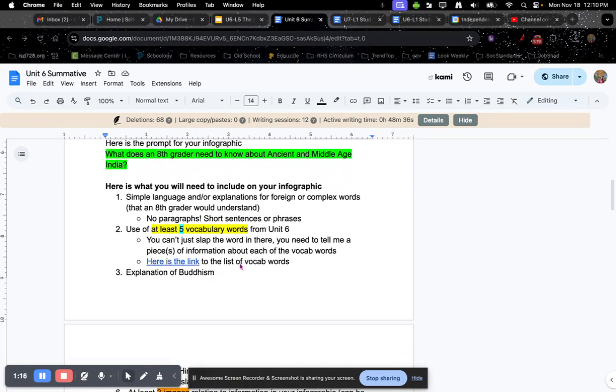Here's what you need to include in your infographic. Simple language and/or explanations for foreign or complex words that an 8th grader would understand. No paragraphs, short sentences or phrases only. Use at least 5 vocab words from Unit 6. And you can't just slap the word in there. You need to tell me pieces of information about each of the vocab words.